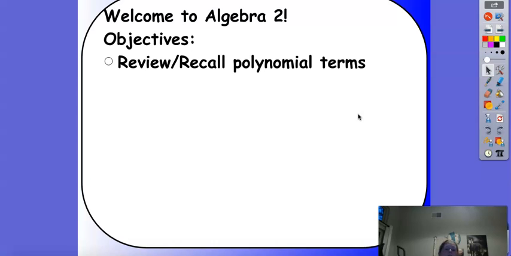So our objective with the very first lesson in Module 1 of Eureka is to review and recall polynomial terms. I have no idea who you had for Algebra 1. I don't know how far you got, so some of you might be bored. But I need to go over this because this is something we're going to use all year.